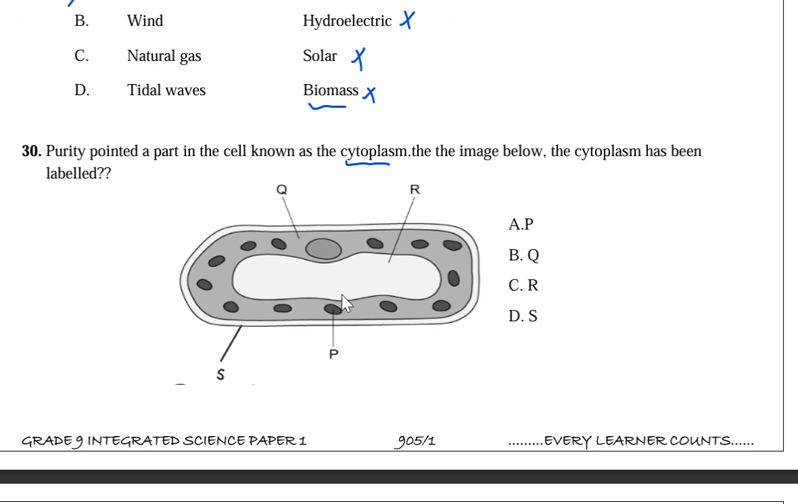Do you know the name of P? Let us know in the comment section if you know the name of P. And therefore the cytoplasm is labeled as Q. So Q is the cytoplasm. So that is the end of the first part of this paper.